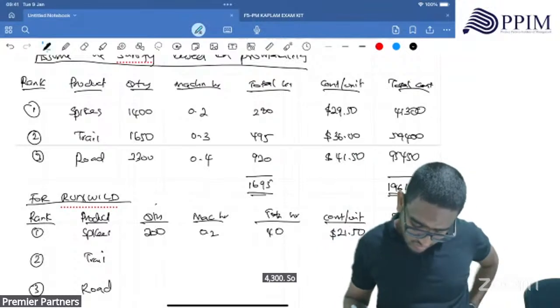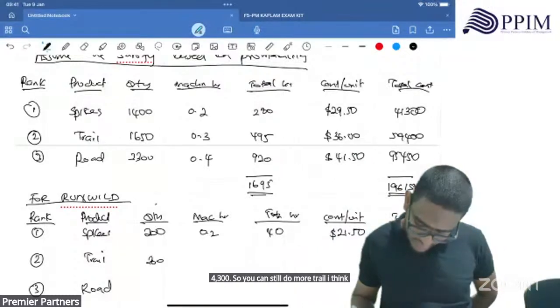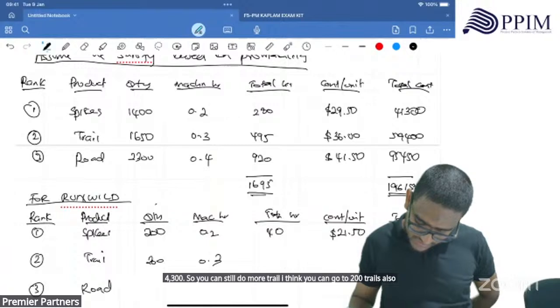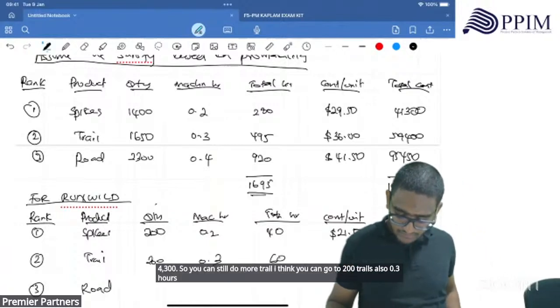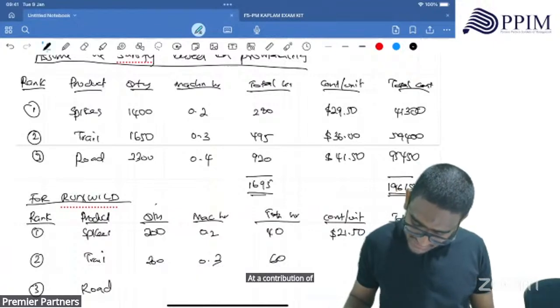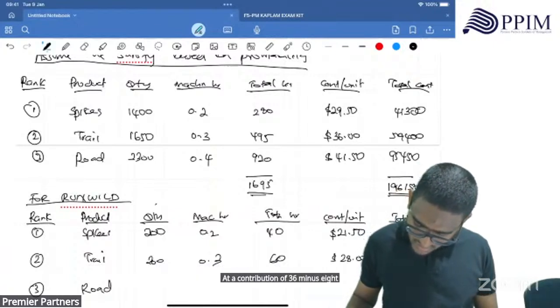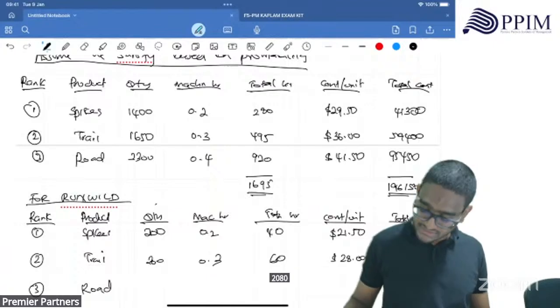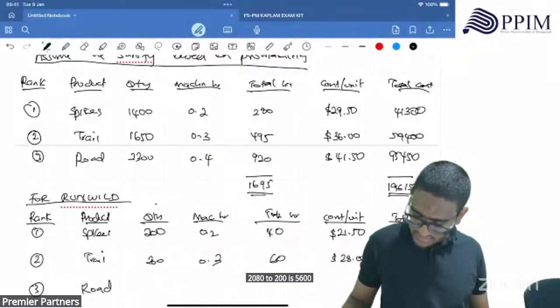So you can still do more trail. I think you can go to 200 trails also, 0.3 hours. So that is 60. At a contribution of 36 minus 8 is 28. 28 into 200 is 5,600, if my math is correct.